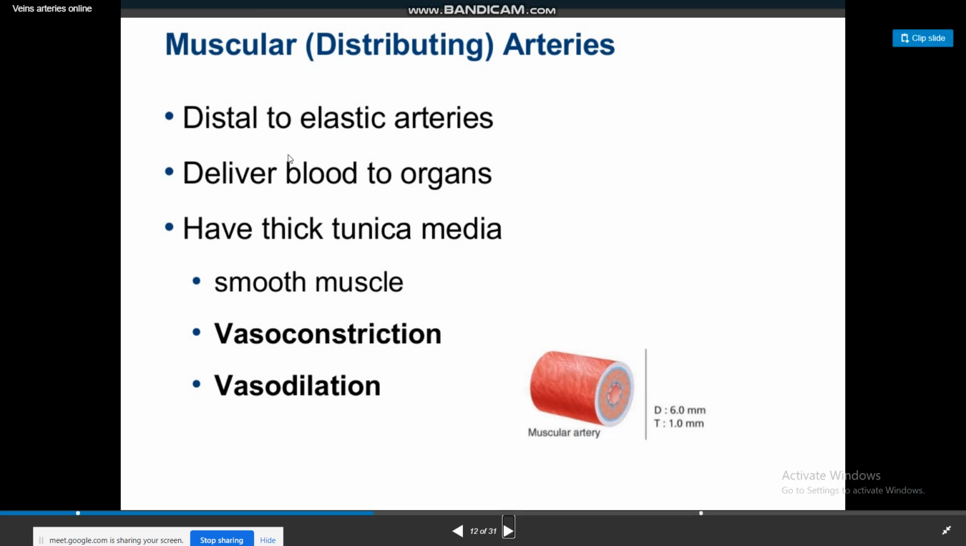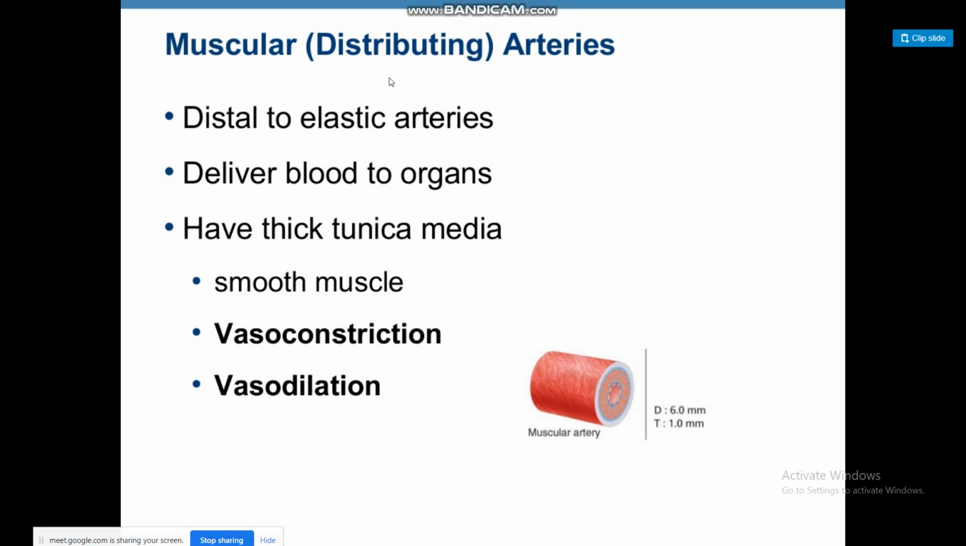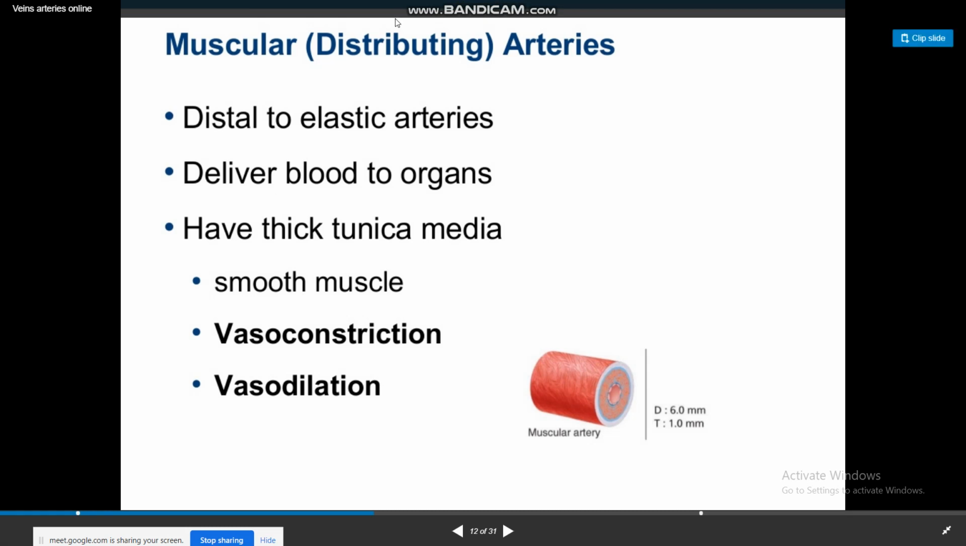Now the muscular or distributing arteries. These are distal to the elastic arteries. What is their function? They deliver blood to different organs. They penetrate between the organs, and in each particular organ the oxygenated blood is provided by these muscular arteries. They can penetrate the muscle layer or muscle fiber; in between muscles you will find this type of artery.